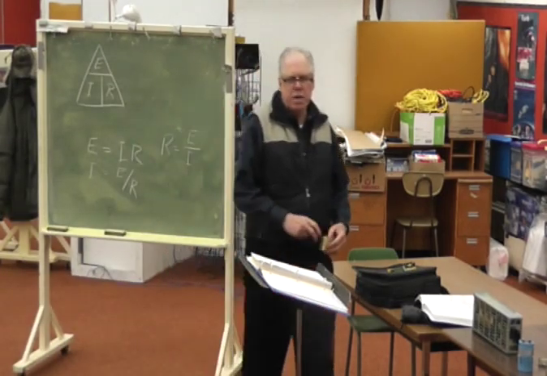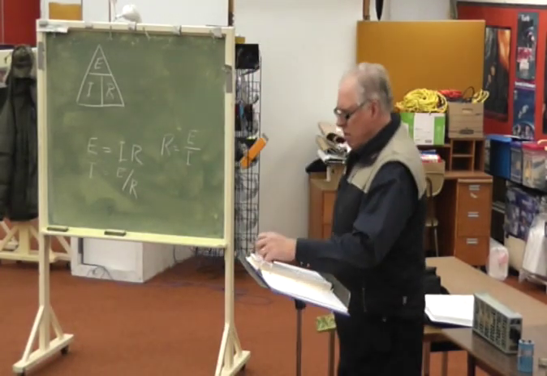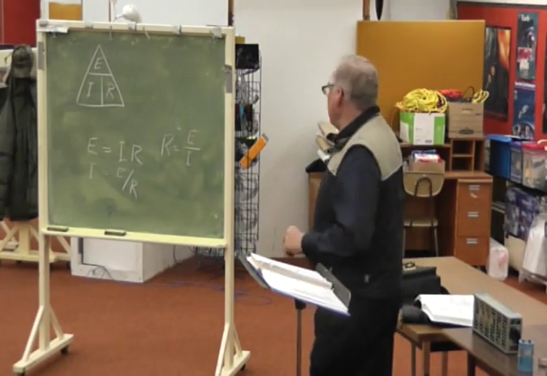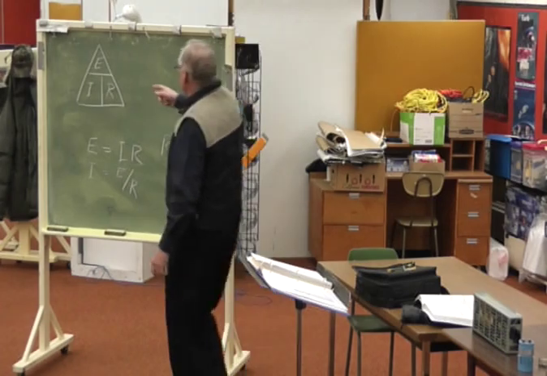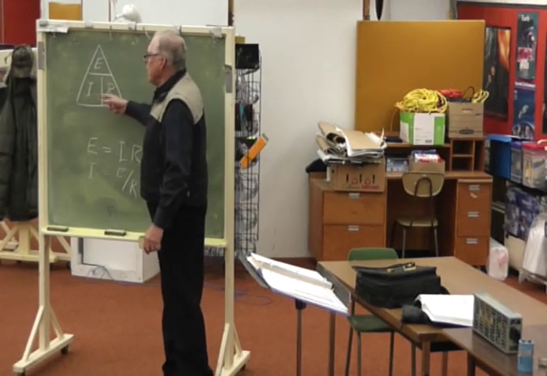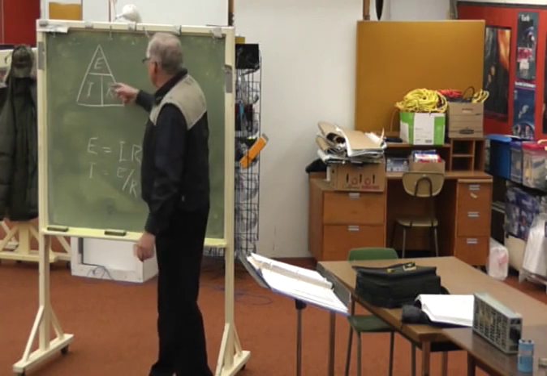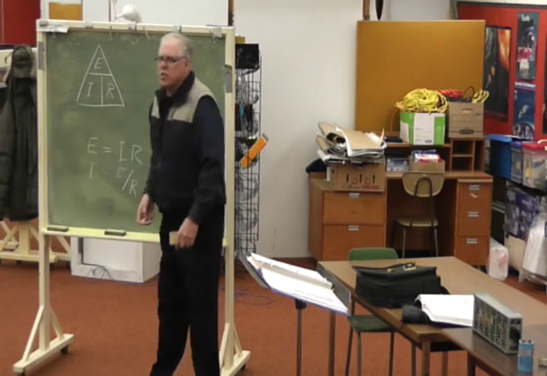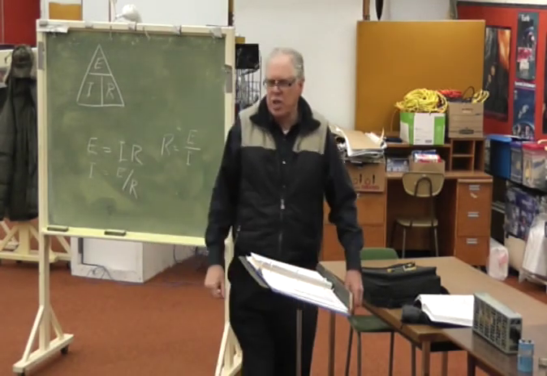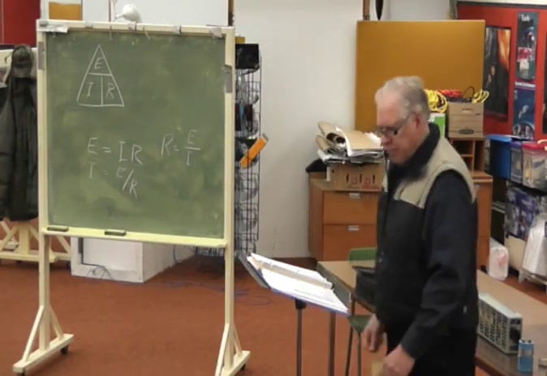is that little emblem. So E equals I times R, or I is E over R, or R is E over I. It just helps you to remember which goes on the top and which goes on the bottom.